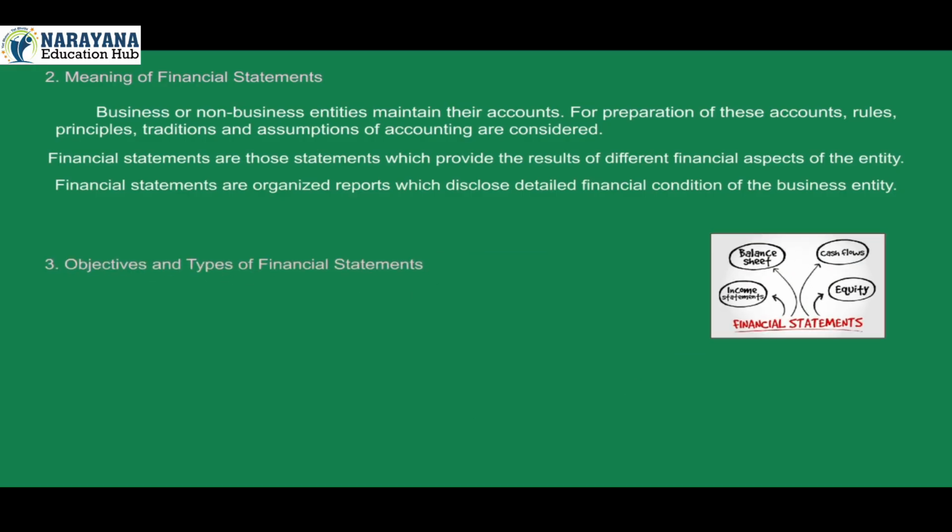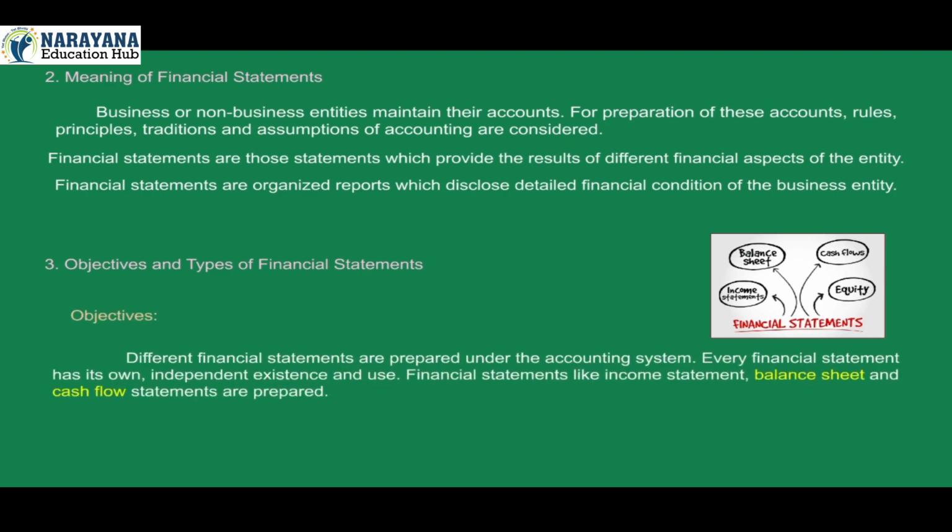3. Objectives and types of financial statements. Objectives. Different financial statements are prepared under the accounting system. Every financial statement has its own independent existence and use. Financial statements like the income statement, balance sheet, and cash flow statement are prepared.